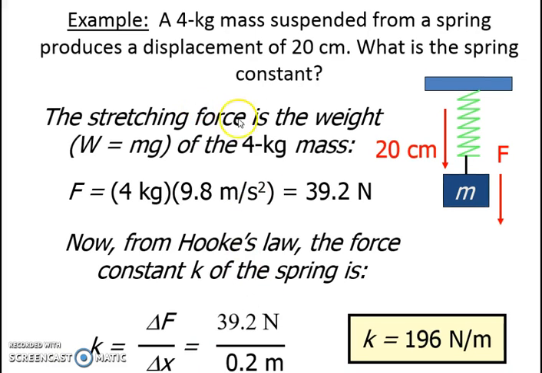In our example, we have a 4 kilogram mass suspended from a spring, producing a displacement of 20 centimeters. The stretching force in the spring is the weight of the 4 kilogram mass. So we have 4 kilograms times 9.8 because we have to turn it into newtons. Our change in force is 39.2 newtons. We change from centimeters to meters, and thus we have 0.2 meters, where our spring constant is 196 newtons per meter.